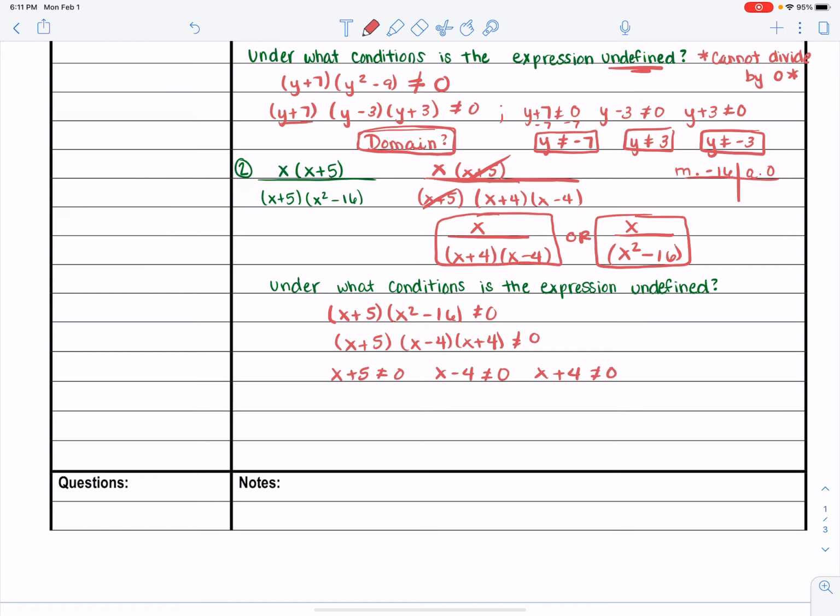So if I solve these for x, I would subtract 5, so x can't equal negative 5. I would add 4, so x can't equal 4. I would subtract 4, so x can't equal negative 4. So my domain is all real numbers, or negative infinity to infinity, except where x is equal to negative 5, 4, and negative 4. All right, next example.